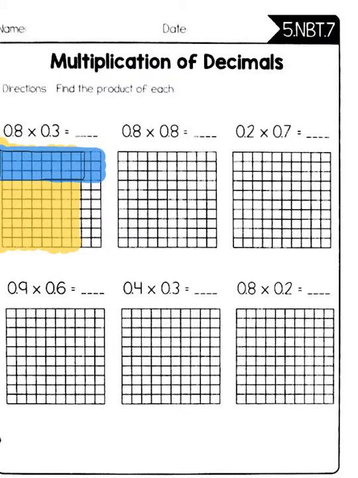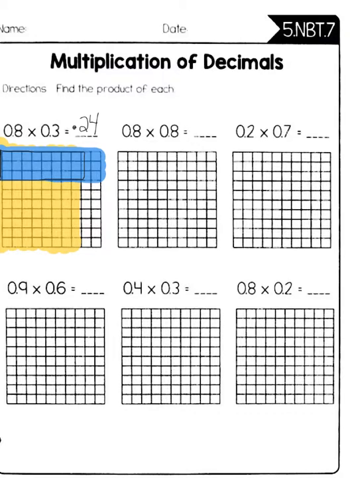And if you count exactly what you have shaded, you now have 24 of the smaller boxes shaded. Remember, the smaller boxes are equivalent to hundredths. So 8/10 times 3/10 is 24 hundredths.